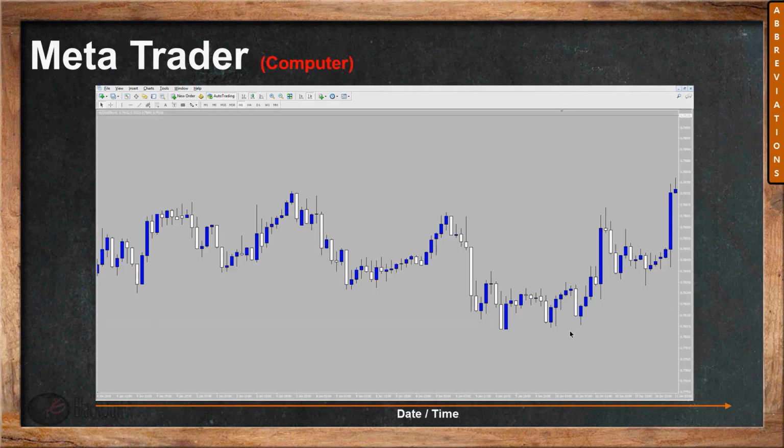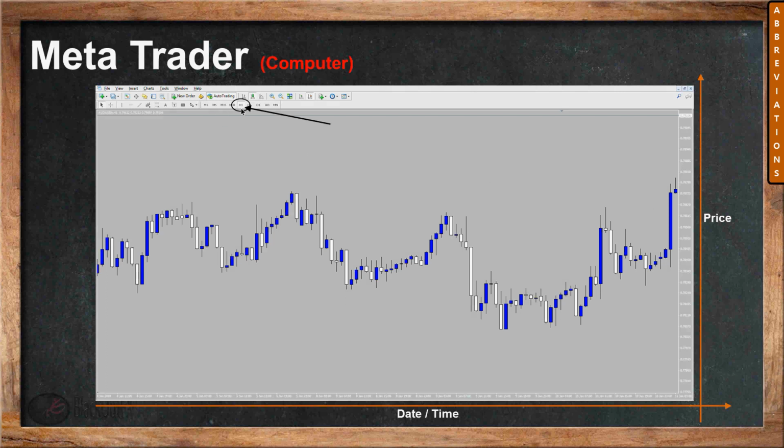Just a little bit of introduction to MT4 for those people who don't know. The most important thing on the MetaTrader is at the bottom, where we have date and time, and on the right hand corner is the price. So we have an X and Y axis on the MetaTrader. This is very important for a trader.